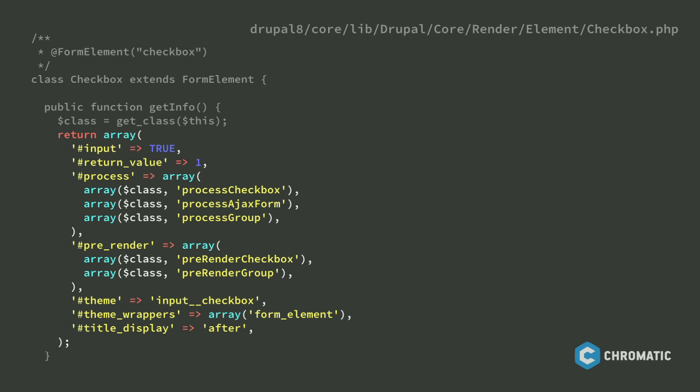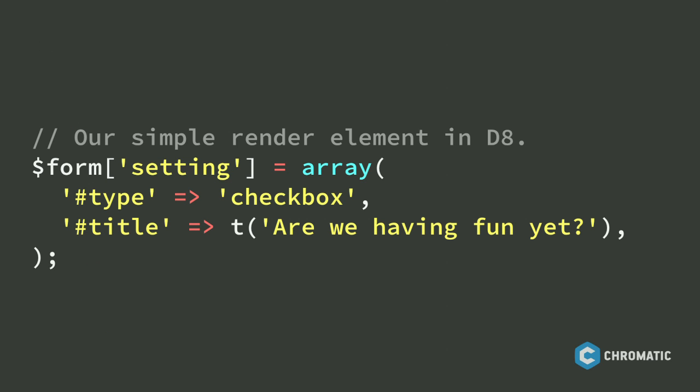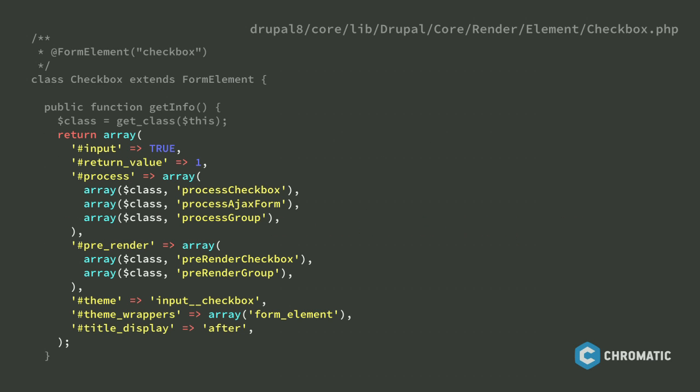Instead, to make our checkbox, all we have to do is this. And this looks a lot like our render arrays. Instead of our theme property, we have type, and we're using that to specify that we want a checkbox, and then we can pass along other variables that we want to use, such as the title for the label of that checkbox. The rest of the information for our checkbox is going to come from the defaults defined in the render element's class, which can of course be altered or extended if you need.